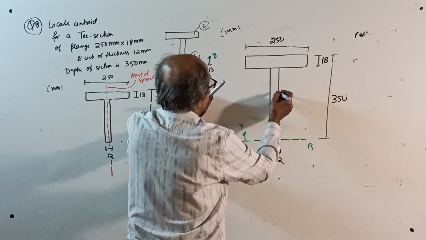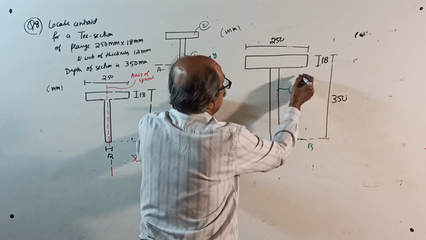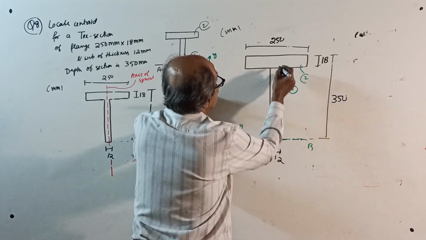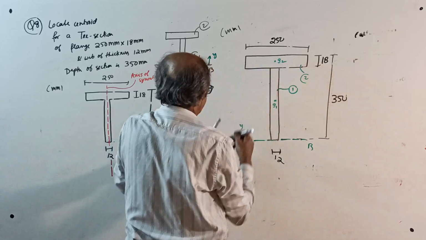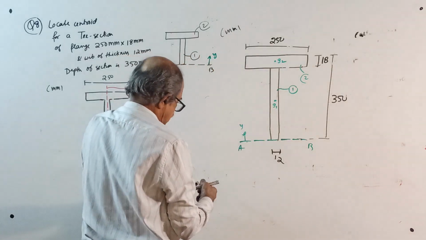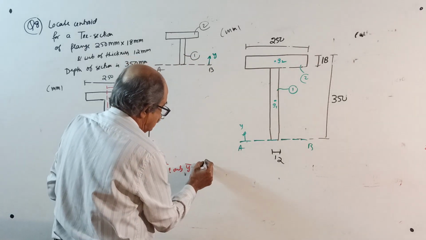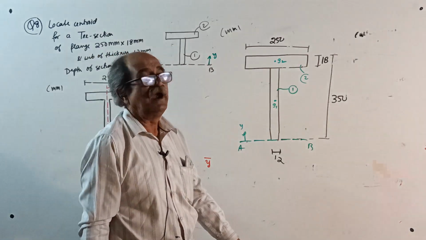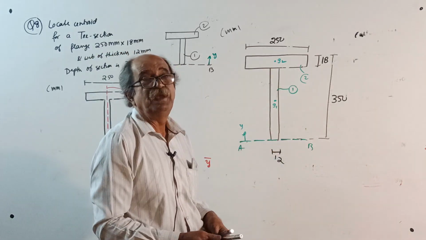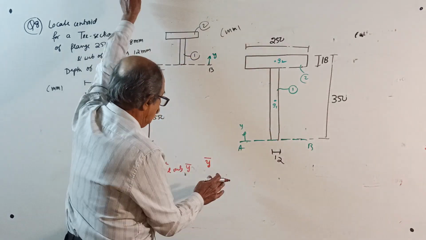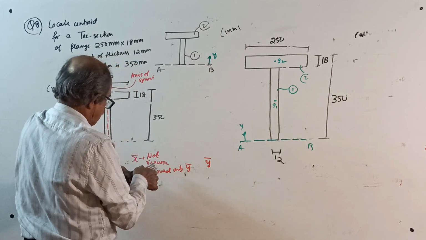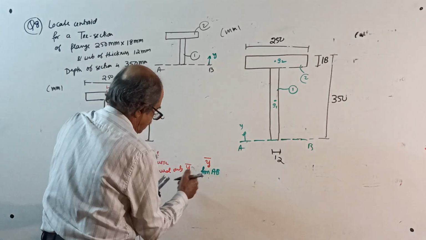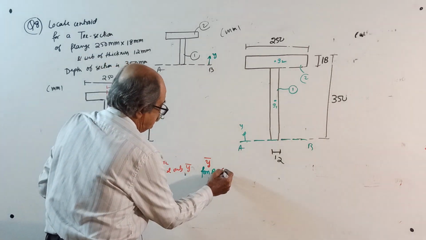This is figure number 1. Actually, anyone you can take 1. This I will take 1, this I will take 2. G1, G2. Start. Directly, you can write, let Y bar be the distance of centroid from the bottom reference axis AB taken vertically up. That all you write. Y bar from reference axis AB considered to be up.